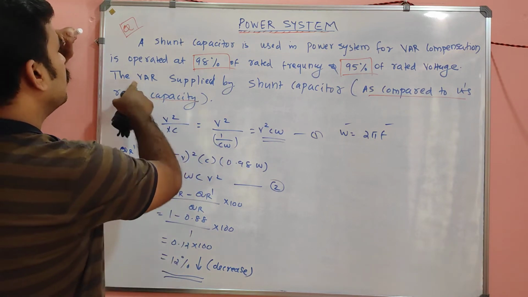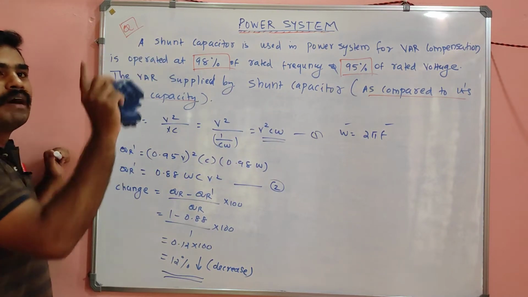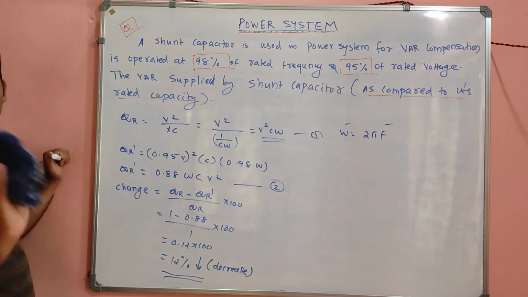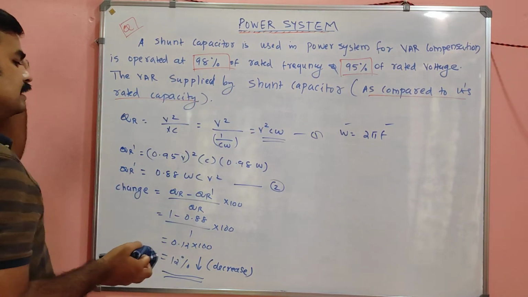So the answer will be the VAR supplied by the shunt capacitor will be 12% lesser than the VAR supplied by the rated capacitance. That's all. Rated capacity. So that is the answer.